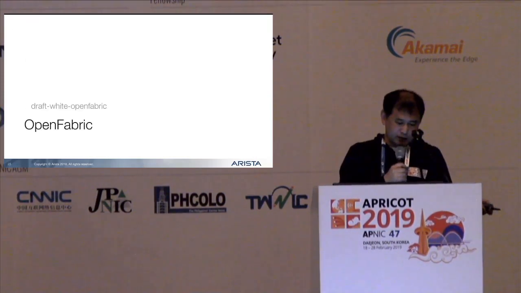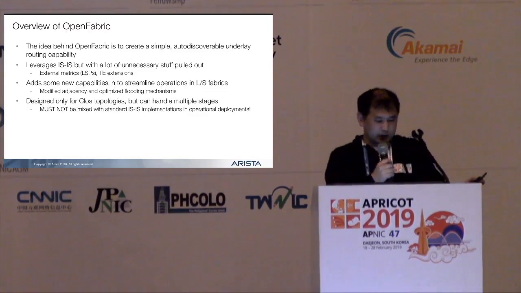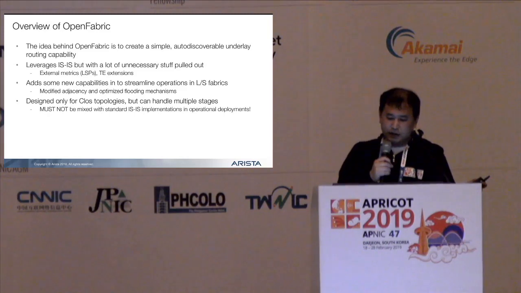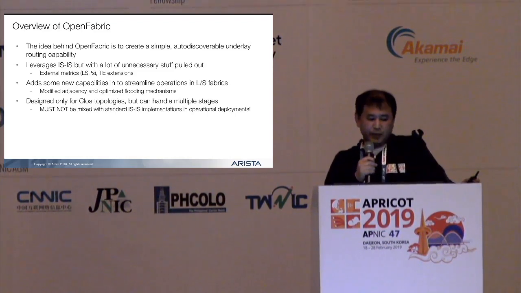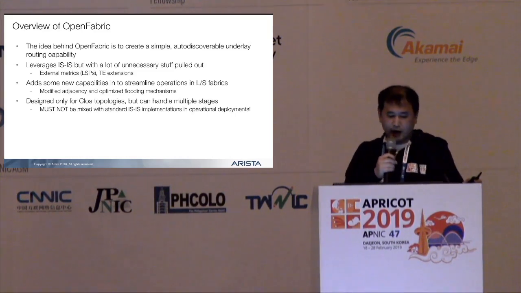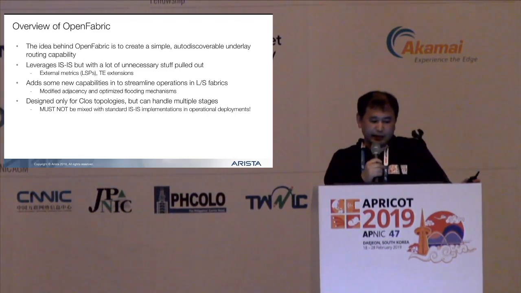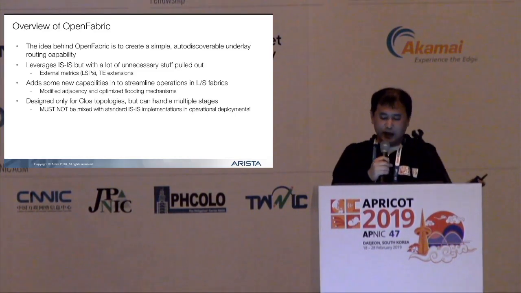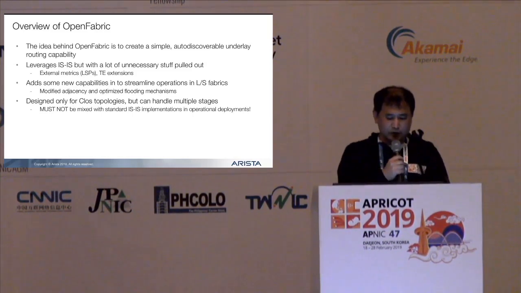Lastly, OpenFabric. OpenFabric is published on the IETF, and this is an overview of OpenFabric. The idea behind OpenFabric is to create a simple, auto-discoverable, underlay routing capability. Leverage ISIS, but with a lot of unnecessary stuff pulled out, like the external metric and the TE extension. Add some new capability to streamline the operation in the link state leaf-spine fabric. Designed only for the Clos topology, but can handle multiple stages.